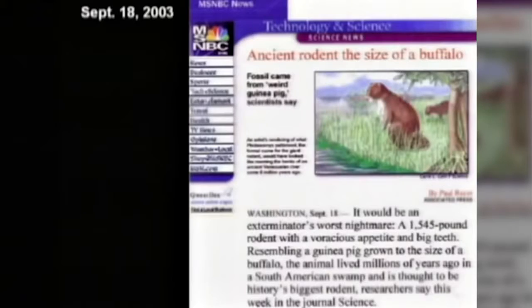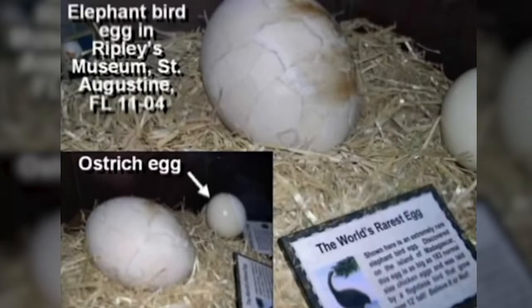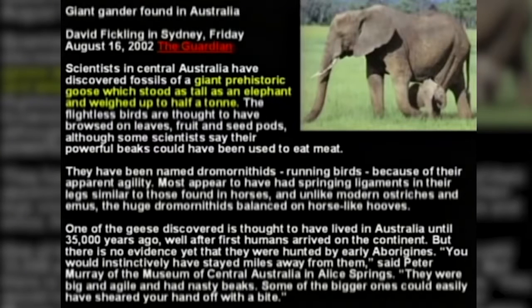There's a fossil of a guinea pig that was 1,500 pounds. That's a big guinea pig. Birds have been found 13 feet tall. There's an elephant bird egg. The one behind it's an ostrich egg, which is also huge. They find fossils of prehistoric goose that stood as tall as an elephant and weighed half a ton. How'd you like to have that for Thanksgiving dinner? Tell Tiny Tim about that goose.